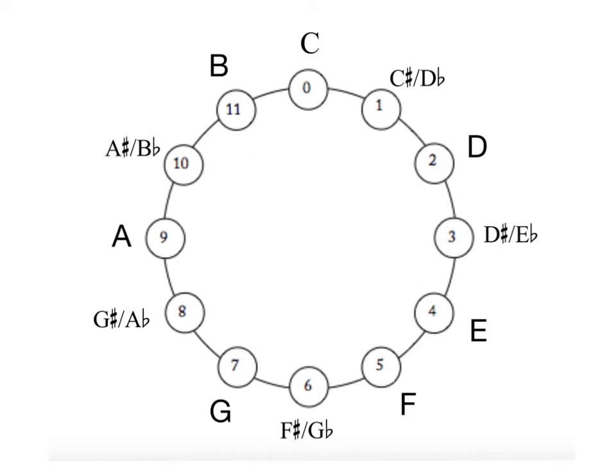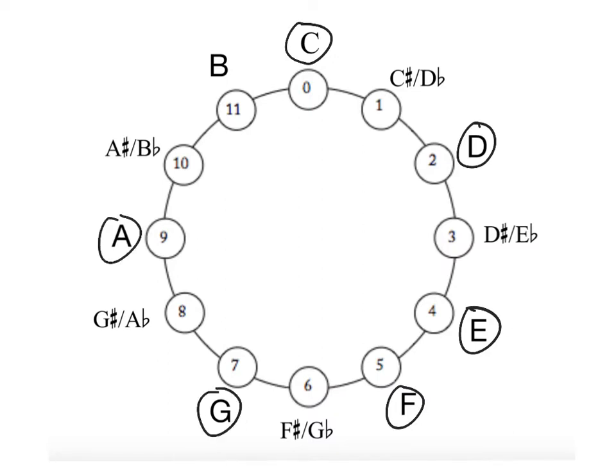So here's our clock. Let's look at the C major scale. We started on C, D, E, those are whole steps. F is a half step. G is a whole step. A is a whole step. B is a whole step. And then we're back on C, right where we started.